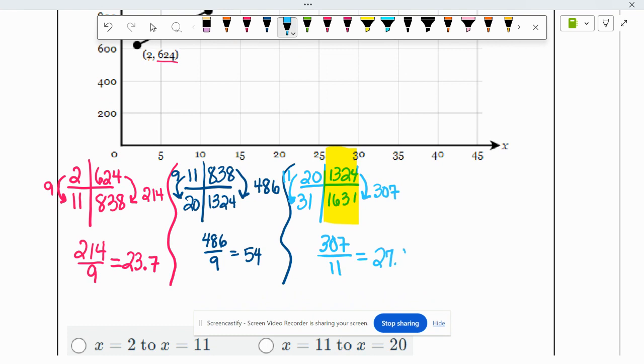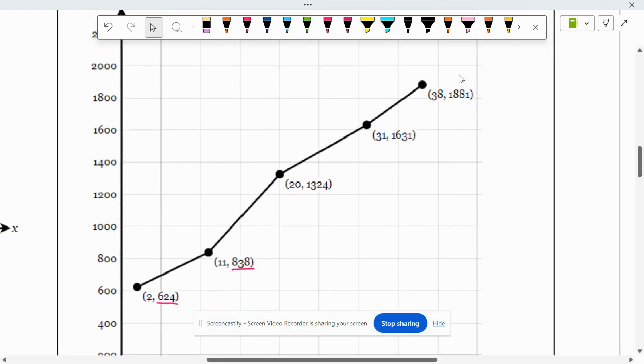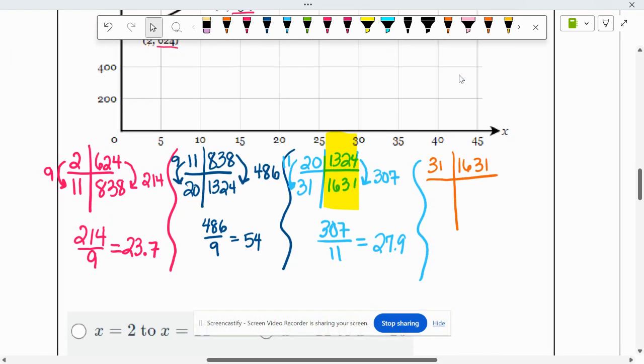27.9. Perfect. Last one. Well, I know that I'm starting at 31. So when x is 31, I know that my output is 1,631. And I think that the next x value is 38. 38 and 1881. Okay.